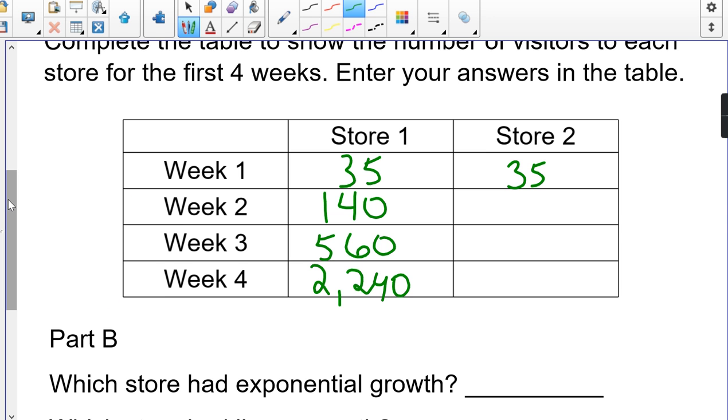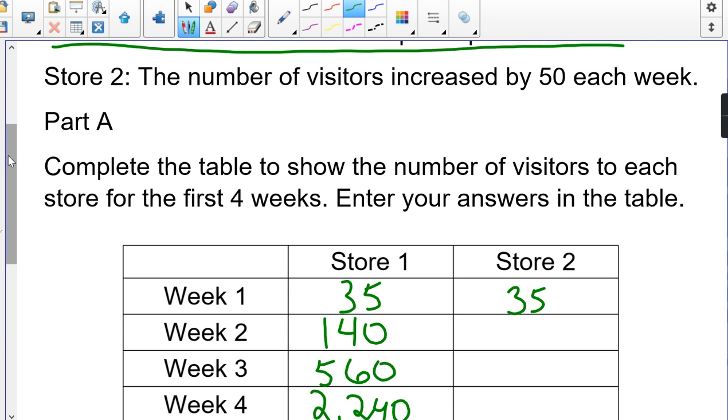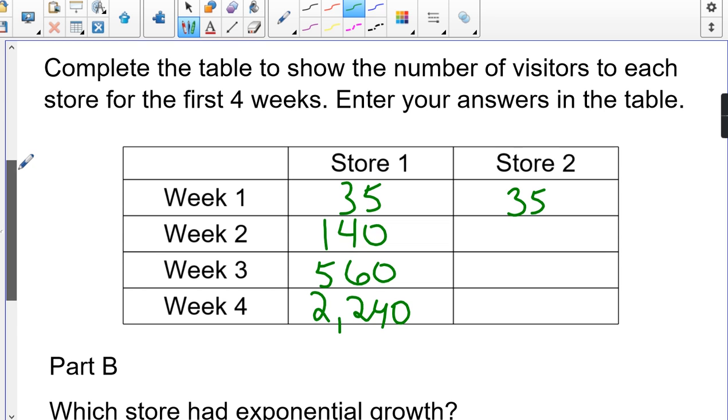For store 2, we had a different kind of growth. For store 2, the number of visitors increased by 50 each week. So I need to just add 50 each week. Okay, so go ahead and fill in those numbers. 35 plus 50 gets us 85. Add 50 again, 135. Add 50 again, 185.